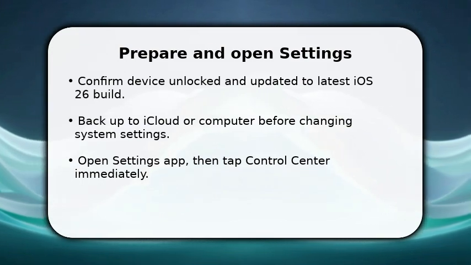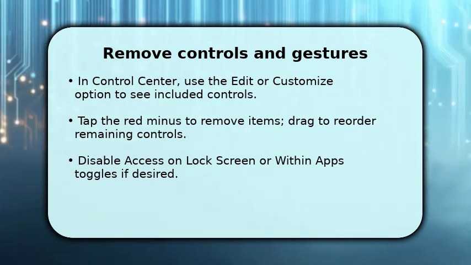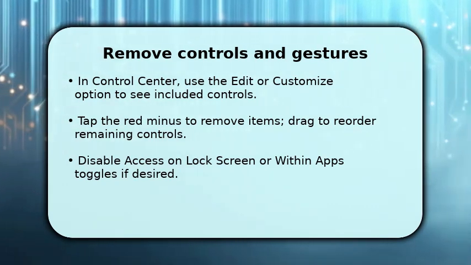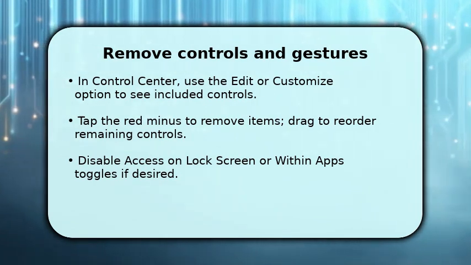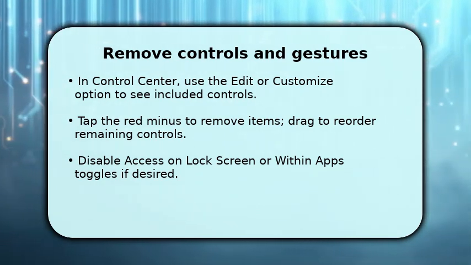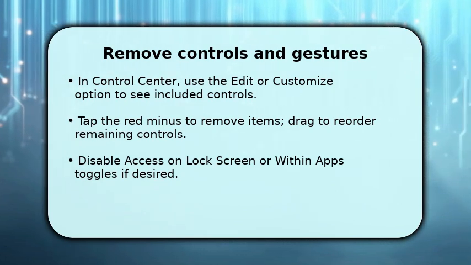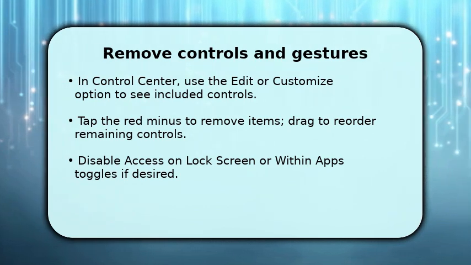Tap Edit or Customize, then use the red minus buttons to remove items like Home, Wallet, or Media controls. Drag any remaining controls to reorder them. Next, disable access on lock screen and access within apps if you want Control Center blocked in those contexts. This reduces accidental activation. Make sure to confirm each removal.